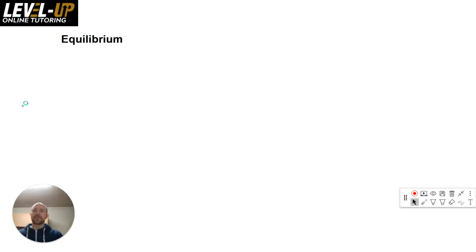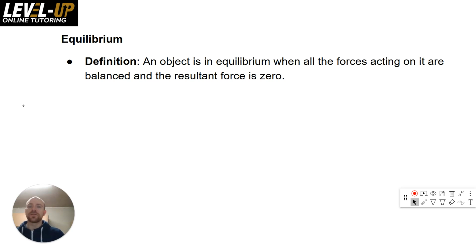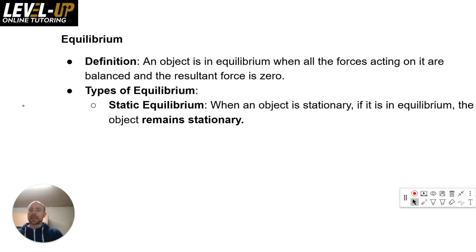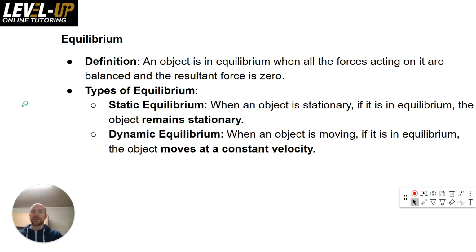Okay, so back to the idea of equilibrium. We looked at this briefly in the previous video. I just want to reiterate some points about it. So the definition of equilibrium is when all forces acting on an object are balanced, and therefore the resultant force is zero. And what does that mean if the resultant force is zero? Hopefully from the previous video you know that two things can happen. It could be a static equilibrium. If an object is stationary and it's in equilibrium, then the object will remain stationary. But if it's in dynamic equilibrium, in other words, if it's moving and it's in equilibrium, then it continues to move at a constant velocity.